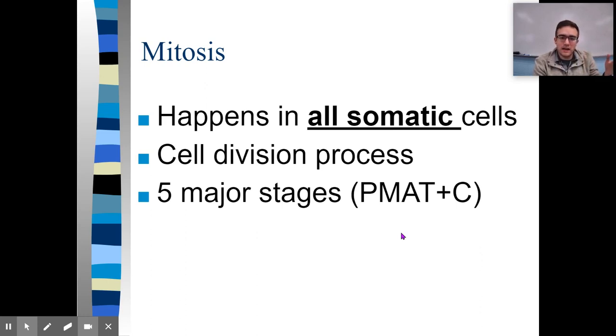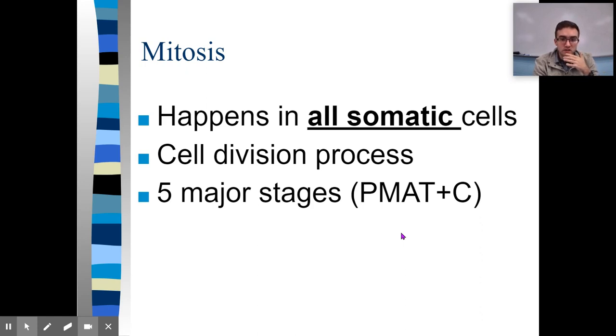Now let's talk about what happens when cells are actually ready to divide. So we've gone through G2 and we're now entering that M phase. So we're first going to talk about mitosis. Mitosis happens in all somatic cells. So all body cells, this is the process that happens. This is how the cells actually divide and the nucleus splits apart. So really we're focusing on the nucleus here. How does the nucleus and DNA divide?